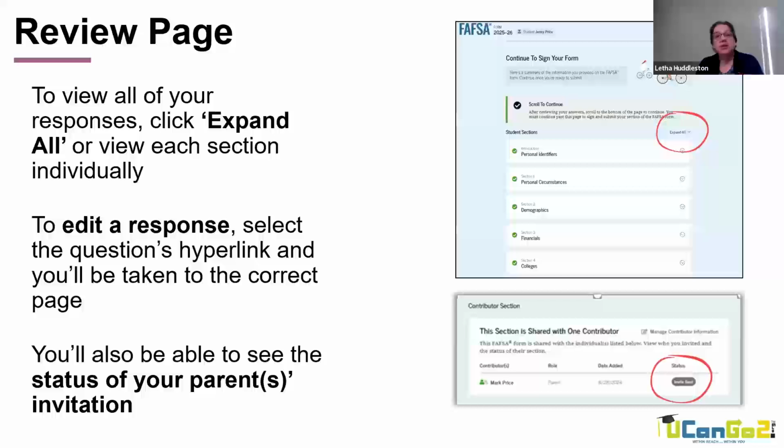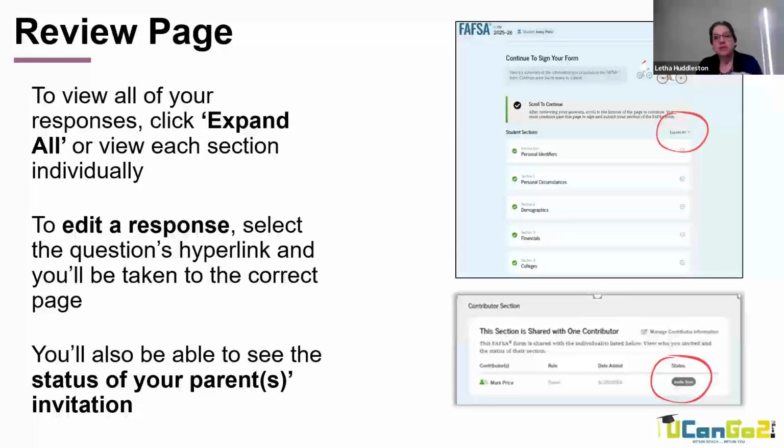When the student's done putting in all their information, they will have this review page. They can click on each white box, such as personal identifiers, to see just that section, or they can click the expand all button to see everything that they've put into that FAFSA.